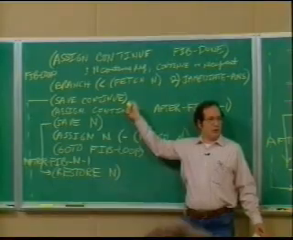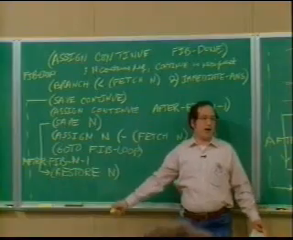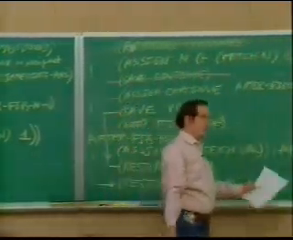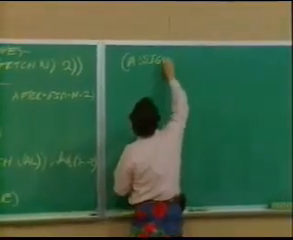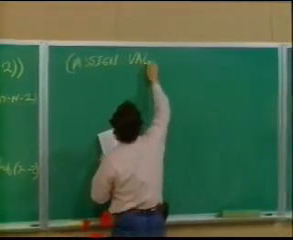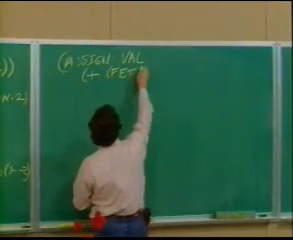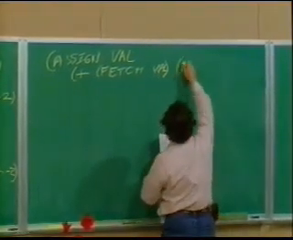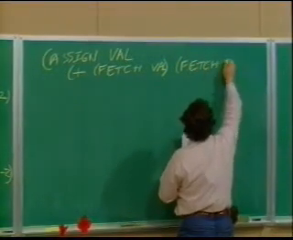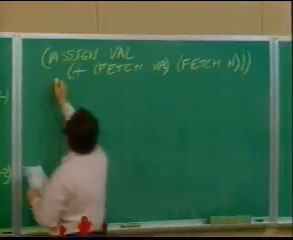I saved him all the way up here when I realized n was not less than 2, and so I had to do a complicated operation. Now I've got everything I need to do it, so I'm going to restore that. Assign to val the sum of fetch val and fetch of n, and go to continue.